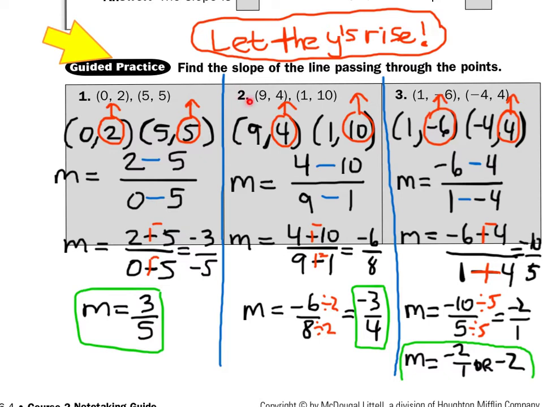Okay, take a look at number 2. I wrote the points 9, 4 and 1, 10. And then I circled the y values and I let them go up. All right, circle the y's with your red and let them go up. Then write m equals and put your fraction bar and let the y values go straight up. So I put the 4 up and the 10 up and let the x values come down, 9 and 1. And leave a space in between so you can put that minus sign in between.